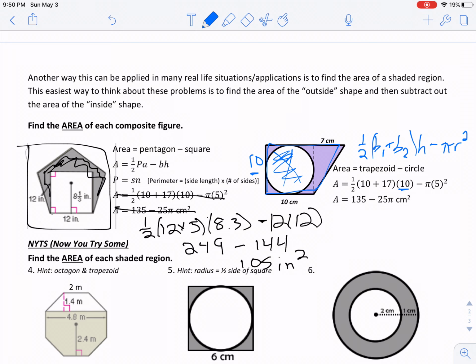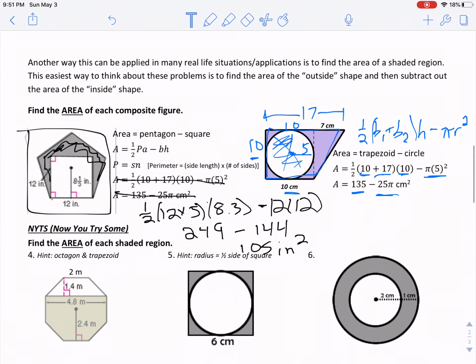All right. The shorter base is 10. The longer base, 10 and 7, is 17 total. So that's where we get the 10 plus 17. When we work out the trapezoid part, we get 135. All right. If we want the radius of that circle, though, we got to cut 10 in half to get 5. So we're subtracting pi times 5 squared, or we're subtracting 25 pi.